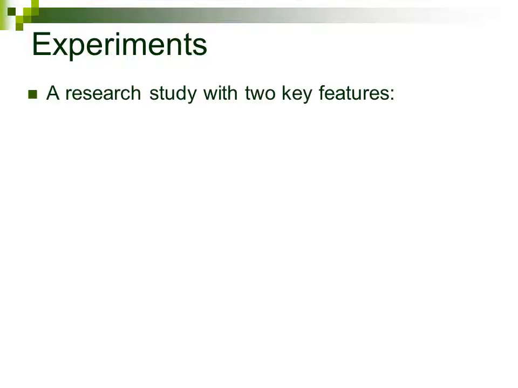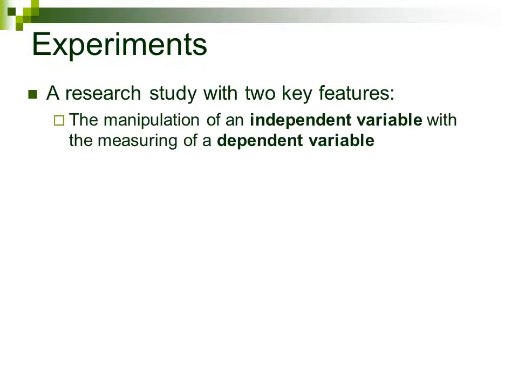The next kind of study we're going to talk about is experiments. Experiments are a research study with two key features. The first key feature of experiments is the manipulation of an independent variable with a measuring of a dependent variable. Manipulation means to choose a value for the variable, and this is the main difference between experiments and correlational studies, where the variables are just measured.